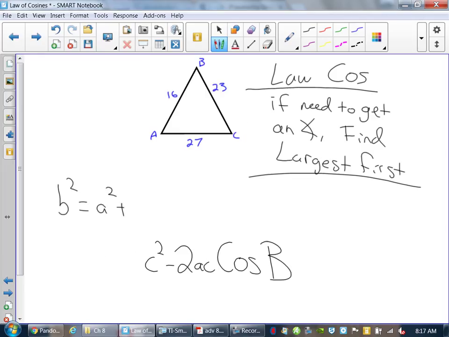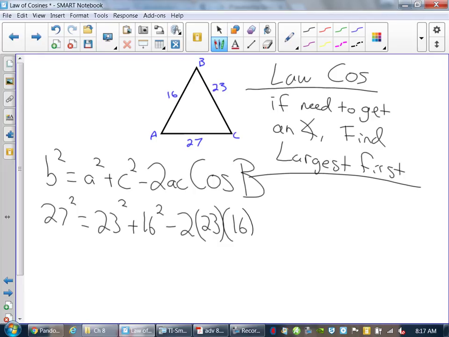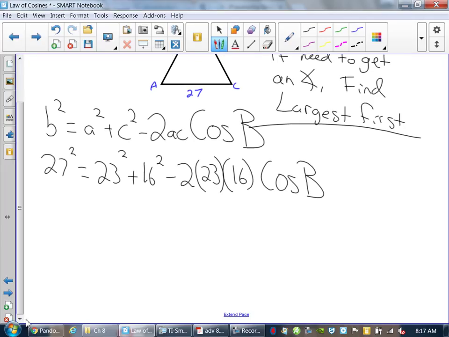I'm assuming you all have that written down by now. So now I fill in the blanks. What is little b? So it's 27 squared. Little a? 23 squared. Little c is 16 squared, minus 2 times 23 times 16 times the cosine of angle B. Everybody okay with me so far? Yep. Okay. Now, what I need you to do is, what's 27 squared?